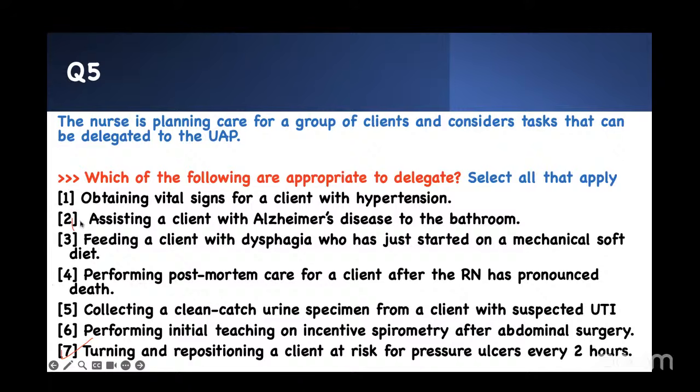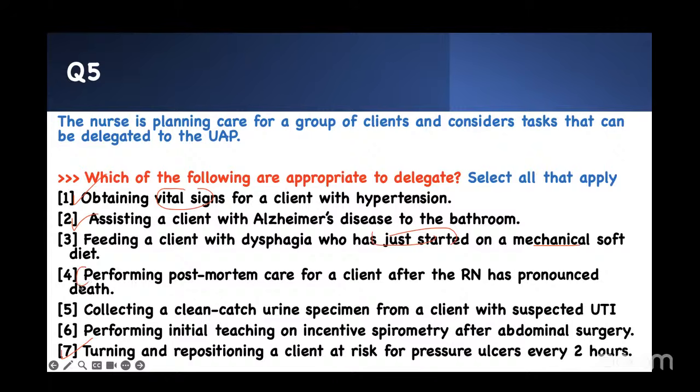Assisting the client who has Alzheimer's to the bathroom is activity of daily living. And of course, I can check your vitals if you have a blood pressure problem. You are not in shock. Feeding a patient who has dysphagia and just started mechanical soft is not safe. You've got to figure out if the patient is safe. So the RN has to take care of it.